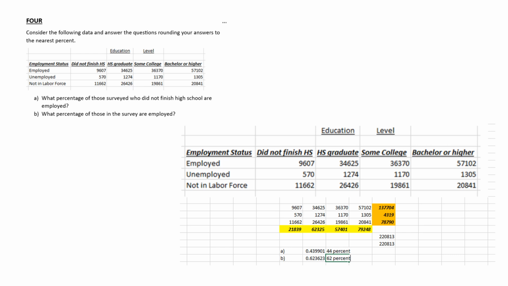Here you had to add up the rows and columns. In part A, I'm asking what percentage of those surveyed who did not finish high school are employed, and so you're going to take the 21,839 number as the denominator. Your numerator is 9607, and that's going to be 44%. The other question was, what percentage of those total in the survey are employed? Well, the grand total was 220,813, and so you take the employed row, and that adds up to 137,704. You divide the two numbers and you get, to the nearest percent, 62%.